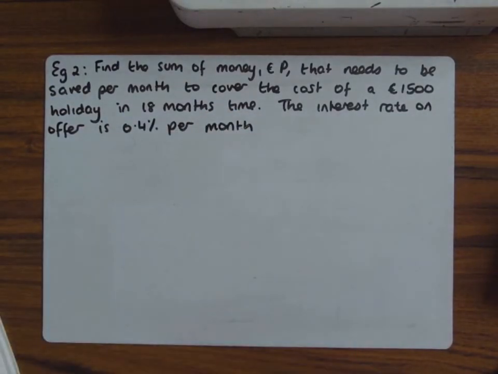Okay, find the sum of money P that needs to be saved per month to cover the cost of a €1,500 holiday.